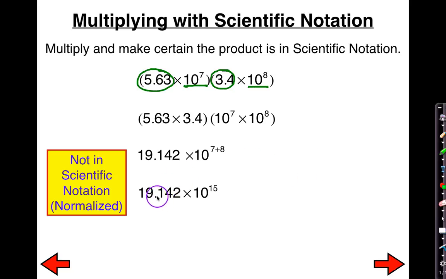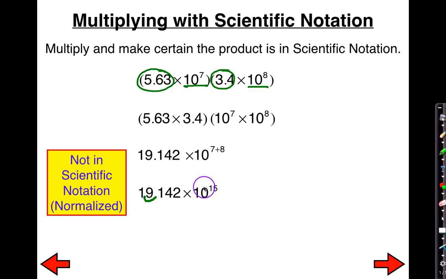Now, how can I make this less than 10? Well, you could move the decimal over once, making it 1.9. That would then be in scientific notation. Notice, by me doing that, I'm technically making the number smaller. I went from 19 to 1.9. So if I'm making this smaller, I need to balance things out, which means I'm also going to have to make this side larger.